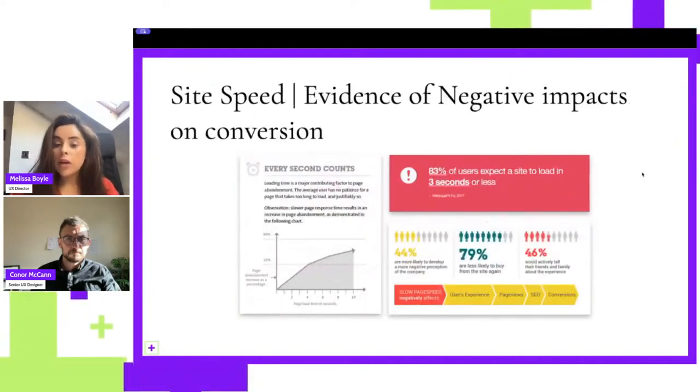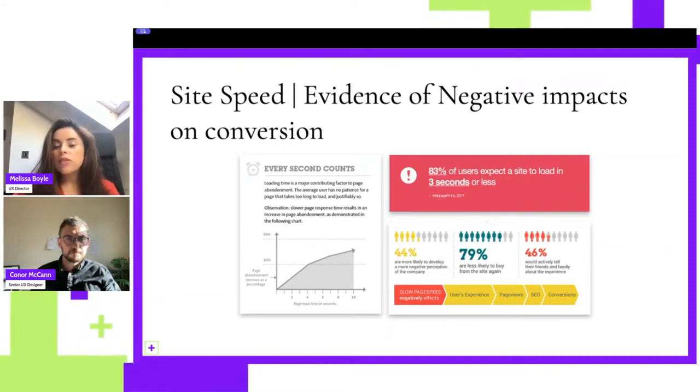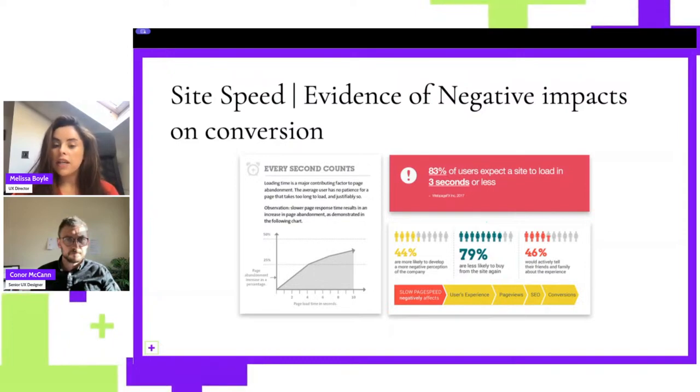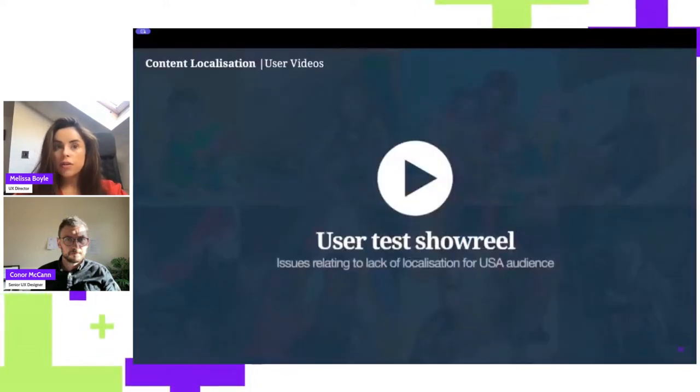One of the quick wins we came across was site speed. We understood that we needed to work harder to make the site faster, particularly in North America, and we got some good hosting solutions in place for that. We also did some usability tests, and I'll share one of those with you now, which we carried out and which begins to flush out some of the localization issues we learned.